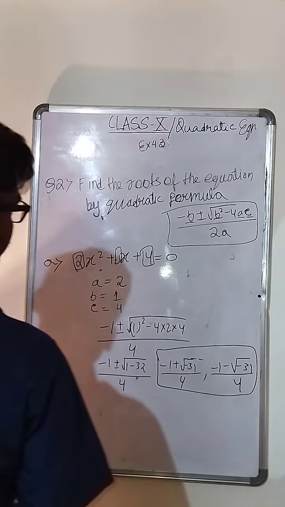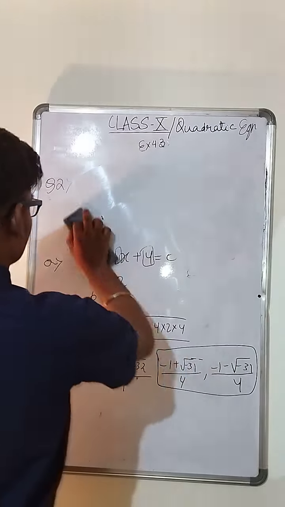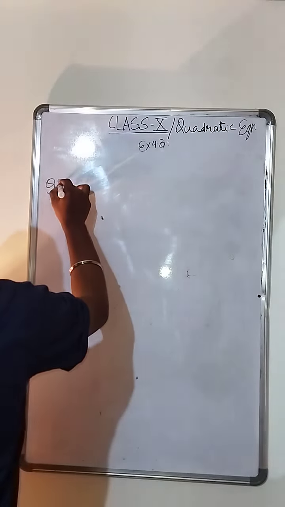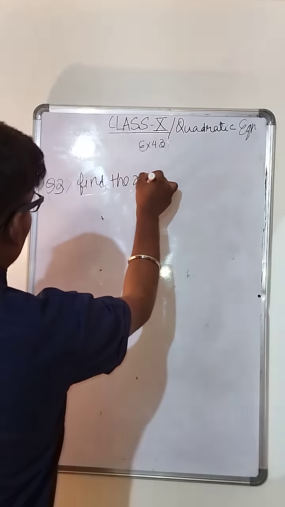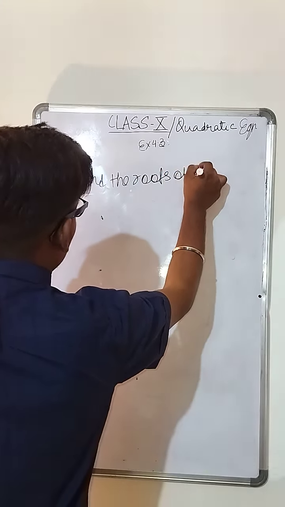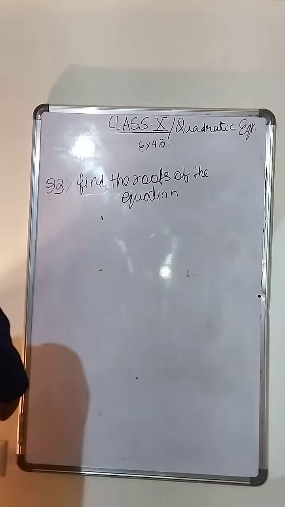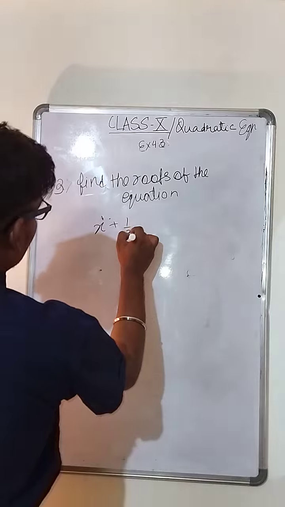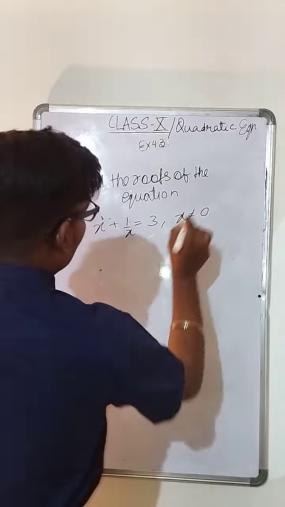Find the roots of the equation. A third question says that find the roots of the equation. They are not saying by the completing square method or by the quadratic equation. It only says find the roots of the equation. They are not saying anything by completing square method or any method. This is the question where x shouldn't be equal to 0.